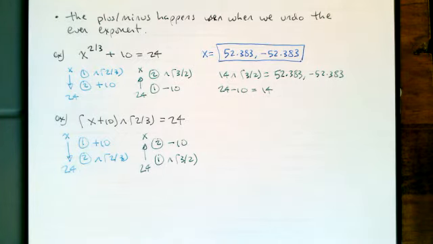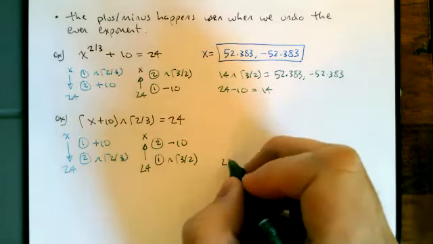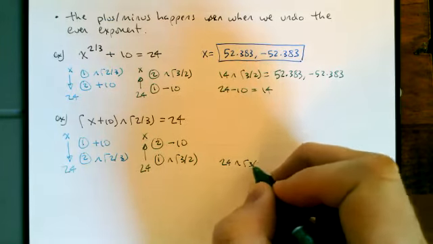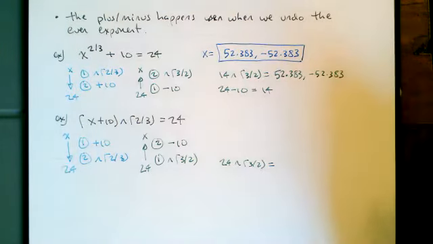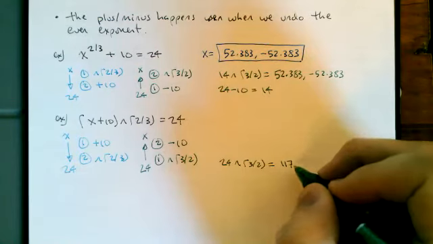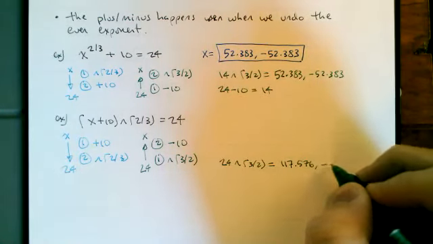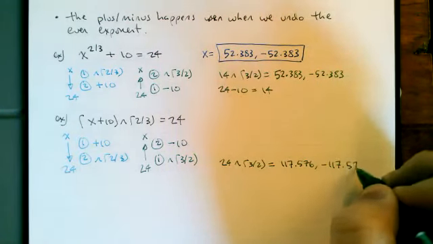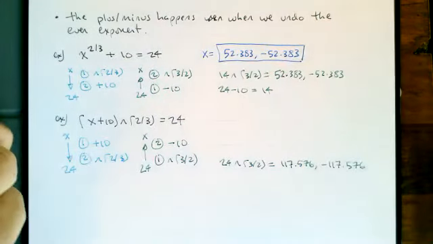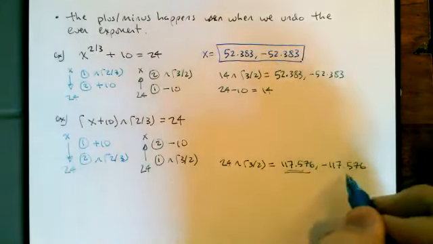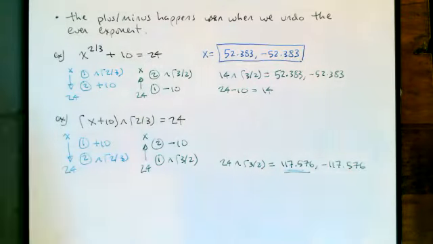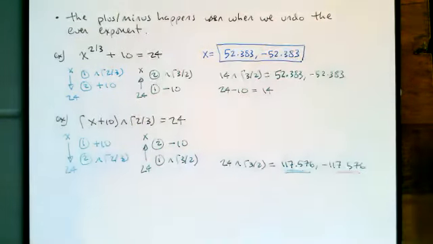So we grab our calculator, we take the 24, we raise to the 3/2 power, and that gives us our two solutions, 117.576 and negative 117.576. Got two solutions. I got one positive and one negative. And the plus and minus happens when we undo the even numerator exponent. Now I've got to do this minus 10 operation to both of these solutions.